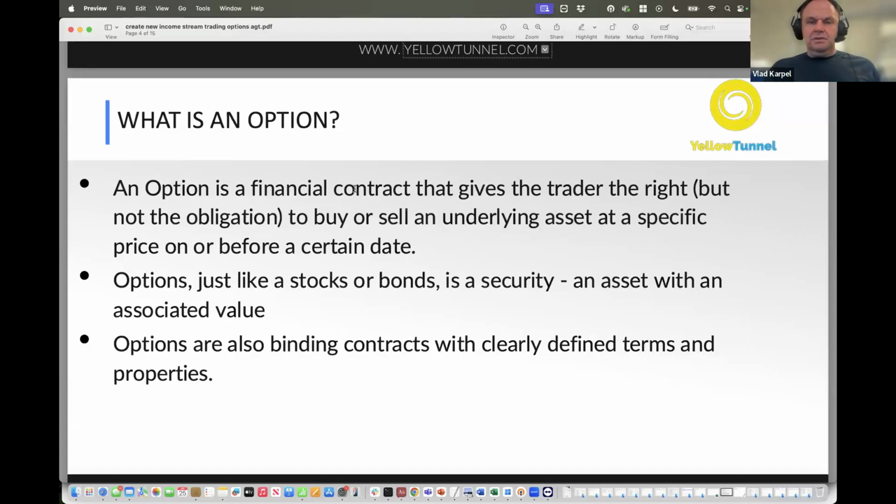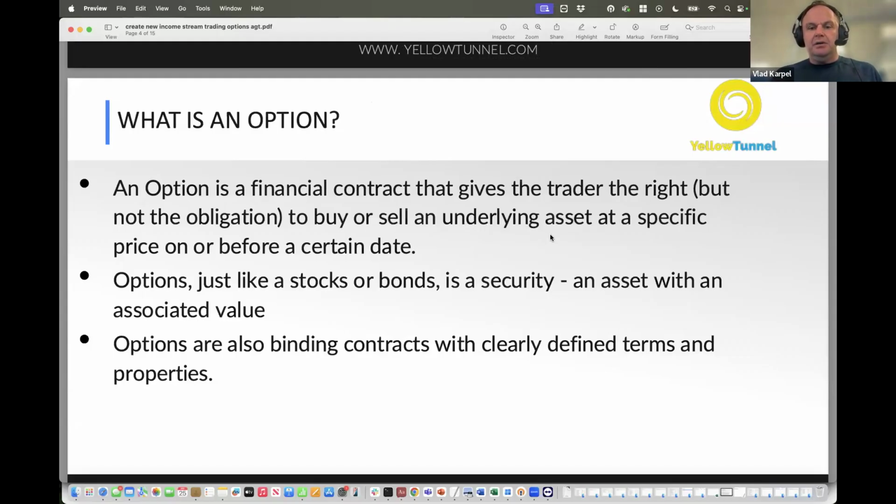I'll try to spend a little bit of time going over the basics and then maybe do some more advanced topics, especially if you're trading spreads for 8 years. So for those of you who are new to options, an option is a financial contract that basically gives the right, but not the obligation, to buy or sell an underlying asset at a specific price on or before a certain date, right?